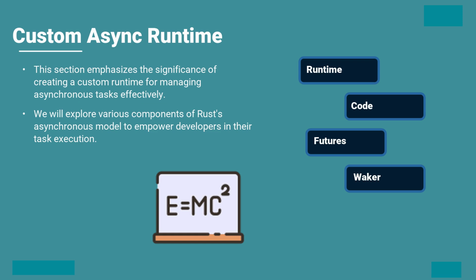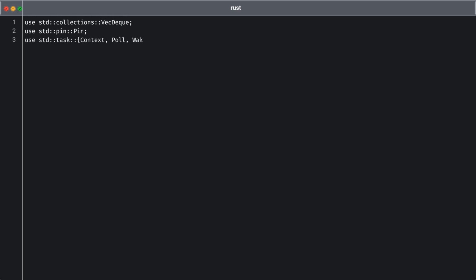Now, we'll cover how to create our custom runtime, allowing us to exercise complete control over how our asynchronous tasks are scheduled and executed. Now let's take a look at our runtime implementation. The runtime structure initializes with a VecDeque that holds our tasks, which allows for efficient insertion and removal, ensuring that our task scheduling can occur seamlessly.